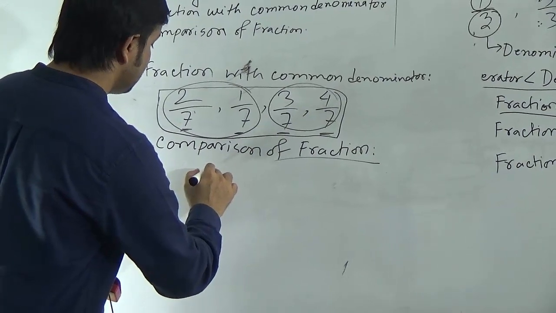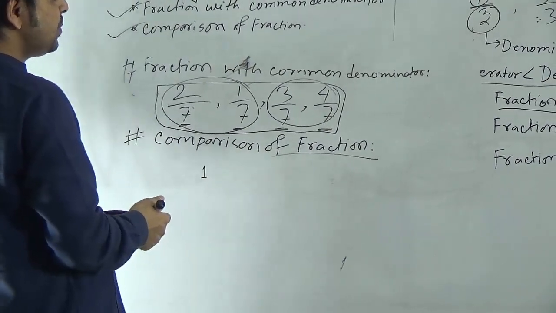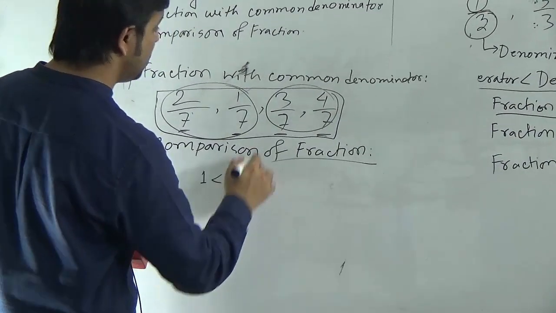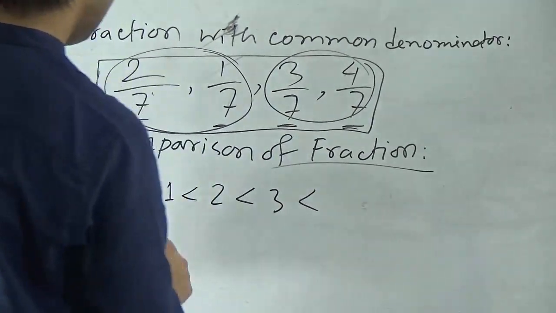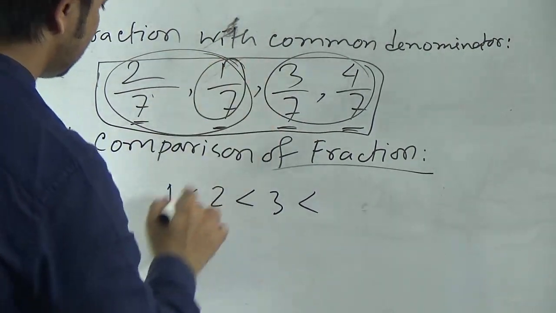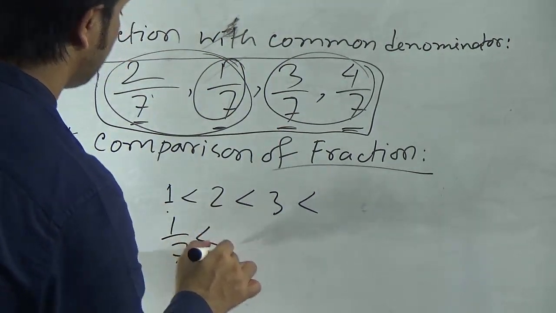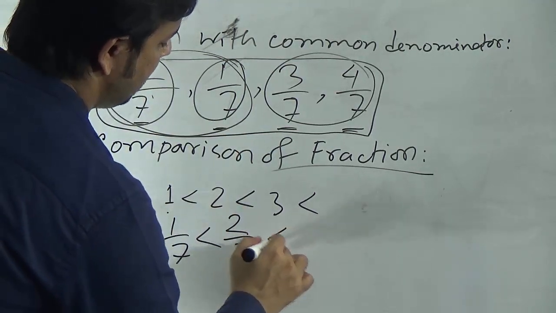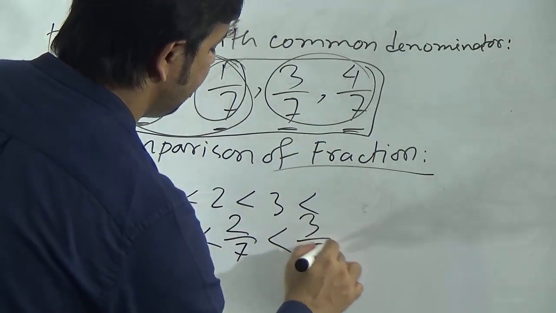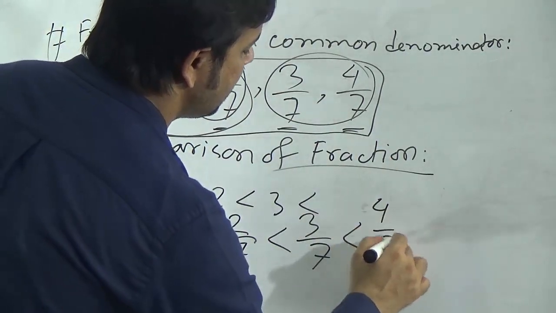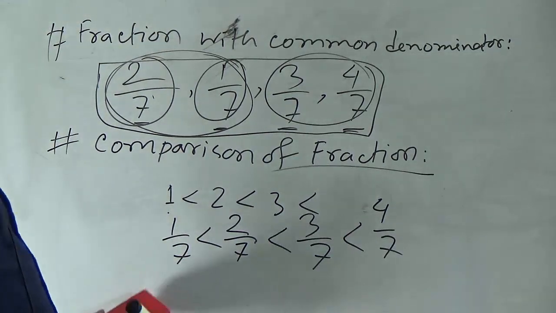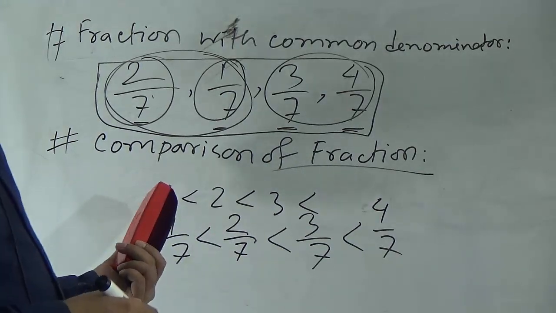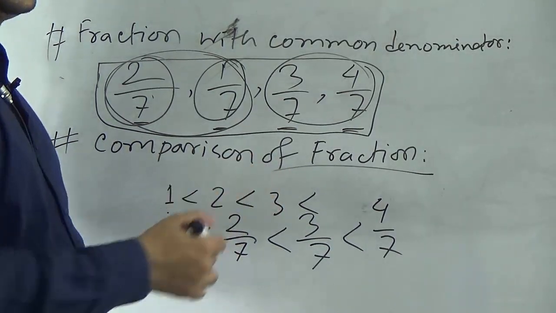Now arrange. We want to arrange smaller to larger. So we have to arrange the numerators smaller to larger. Now here 1 is in this fraction, so we can write 1 by 7 is smaller. 2 here, so 2 by 7 is smaller. 3 here, 3 by 7 is smaller than 4 by 7. It means that if the denominators are same, we can arrange the fractions easily if we just arrange the numerators.